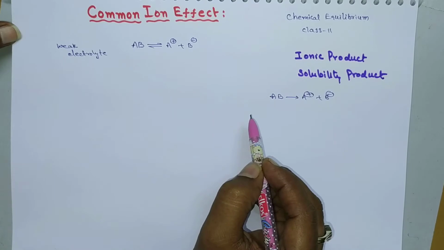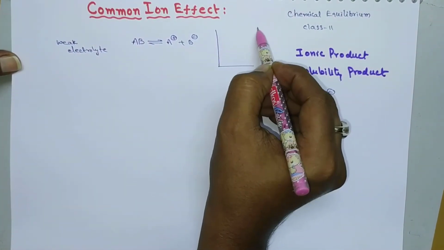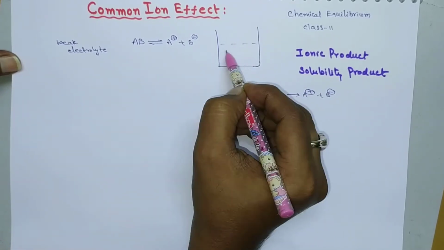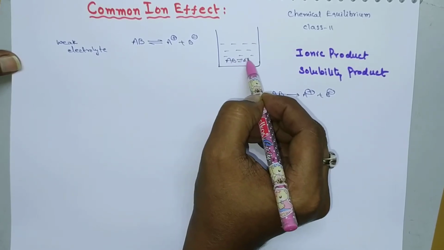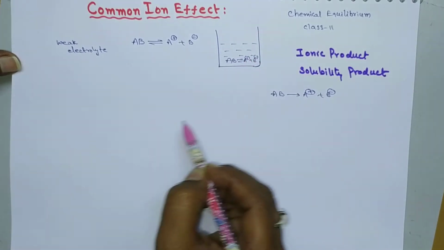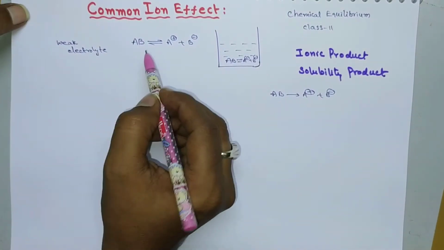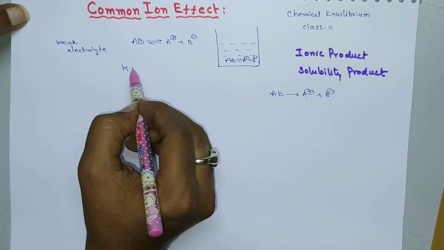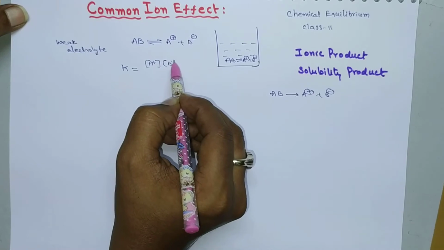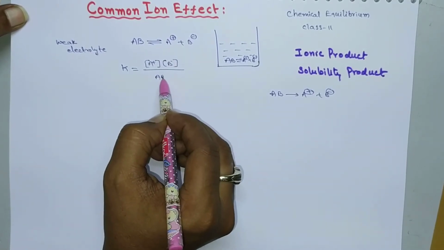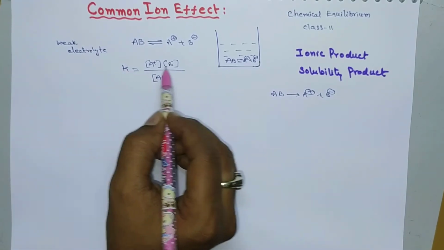So let us consider this weak electrolyte. A solution of weak electrolyte is there. There exists equilibrium between dissociated ions and undissociated molecules. So now applying law of mass action, the equilibrium constant K will become the product of concentrations of products upon concentrations of reactants.